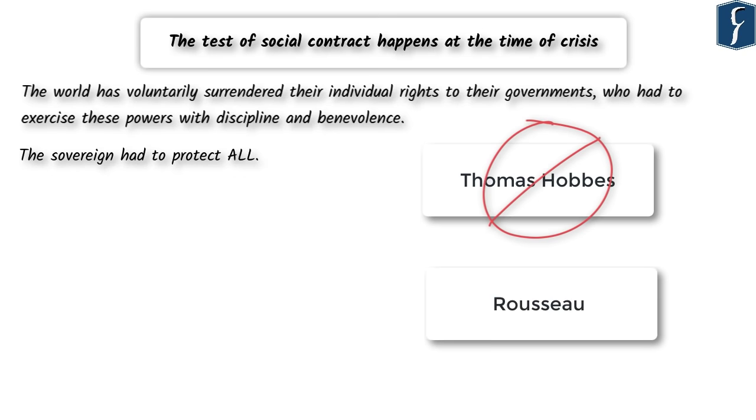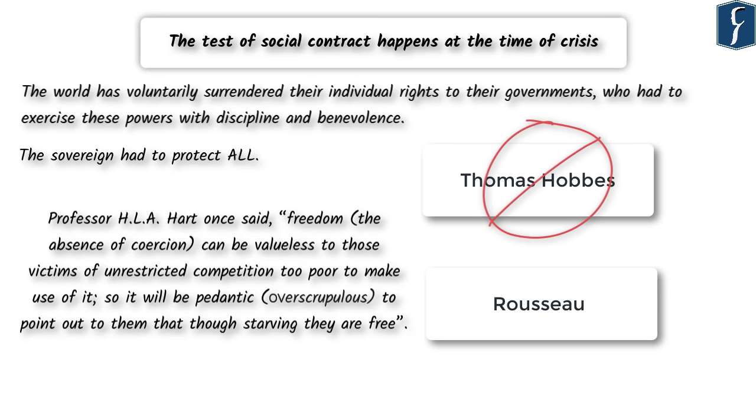If we come to Rousseau, Rousseau talked about freedom. Freedom is central and freedom of people has to be protected. According to Professor H.L.A. Hart, the leading legal philosopher of Britain, whom the author has quoted in the article, he once said, freedom can be valueless to the victims of unrestricted competition. They are too poor to make use of it. So it will be pedantic to point out to them that though starving, they are free. This freedom means nothing. This freedom does not bring happiness as Rousseau talked about in the social contract.